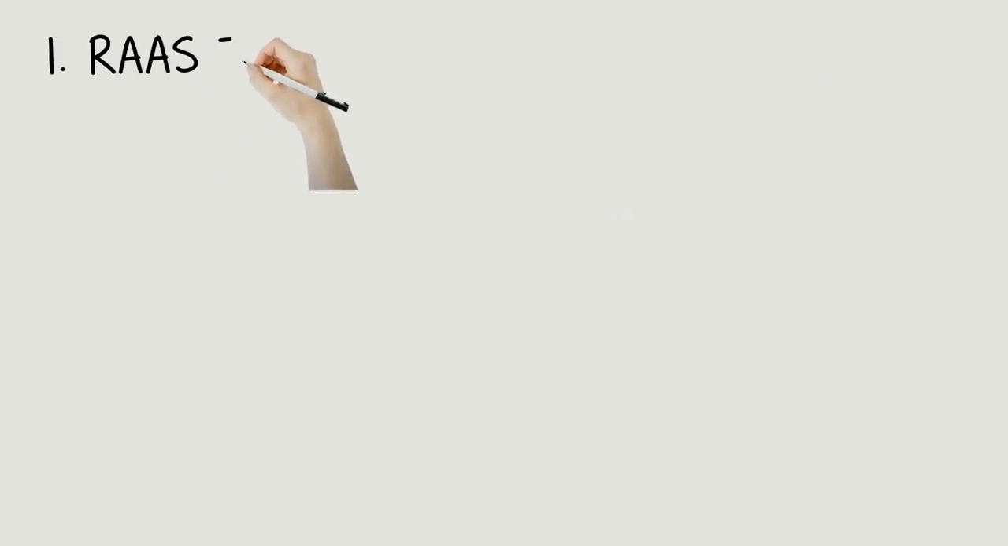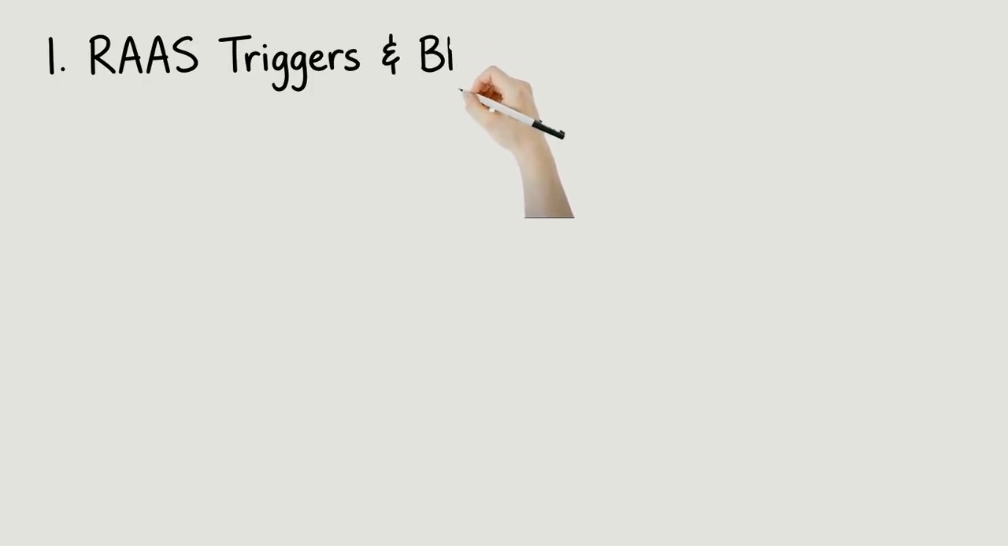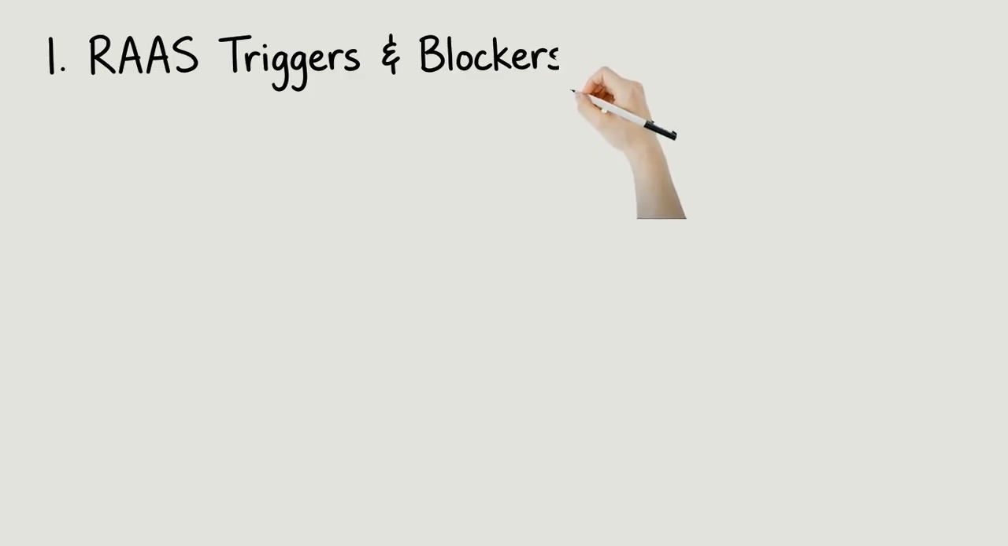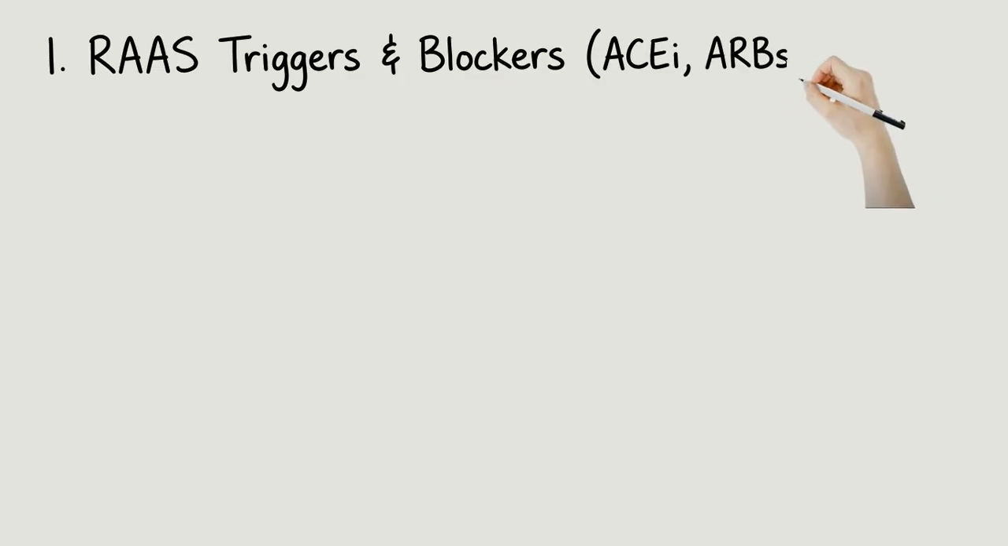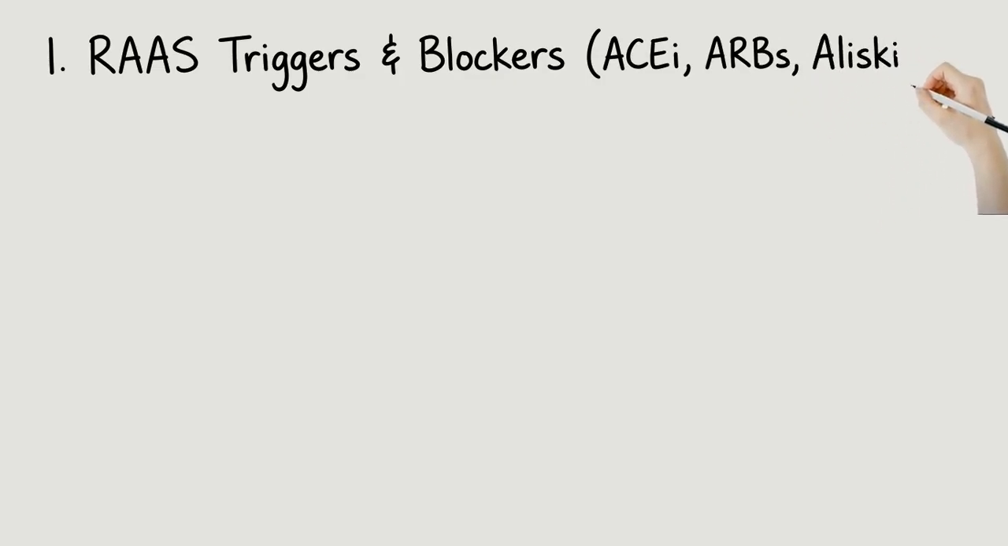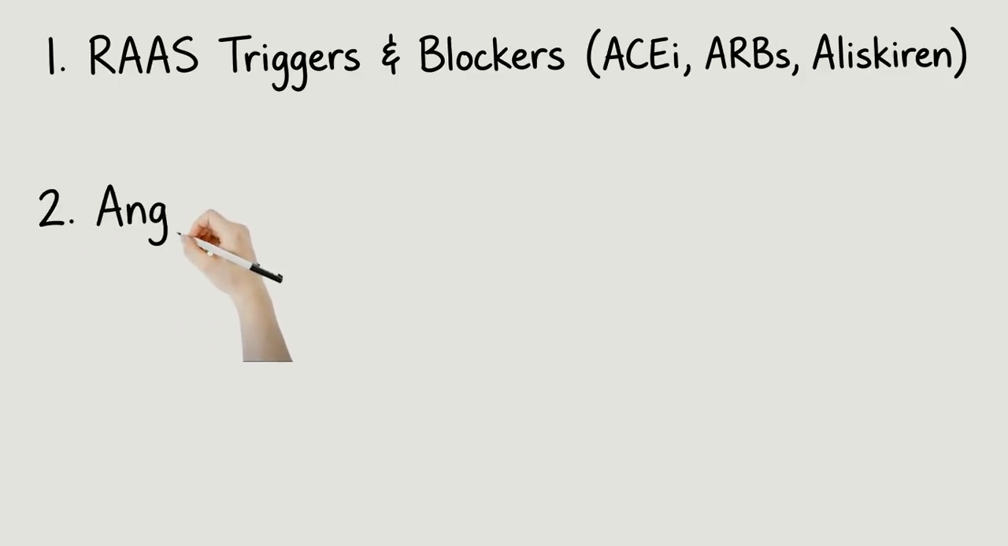3 things you now own. First, RAAS activates when blood pressure drops. Juxtaglomerular cells release renin. Renin converts Angiotensinogen to Angiotensin 1. ACE in the lungs converts it to Angiotensin 2. Estrogen increases Angiotensinogen, explaining oral contraceptive hypertension. Aliskiren blocks renin. ACE inhibitors block ACE. ARBs block the AT1 receptor and don't cause cough.